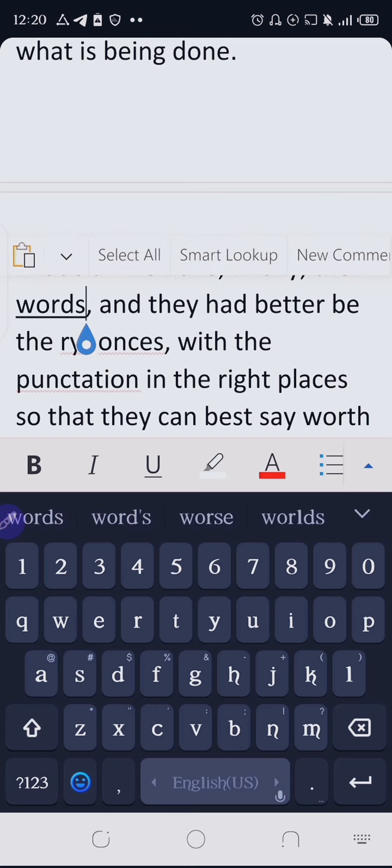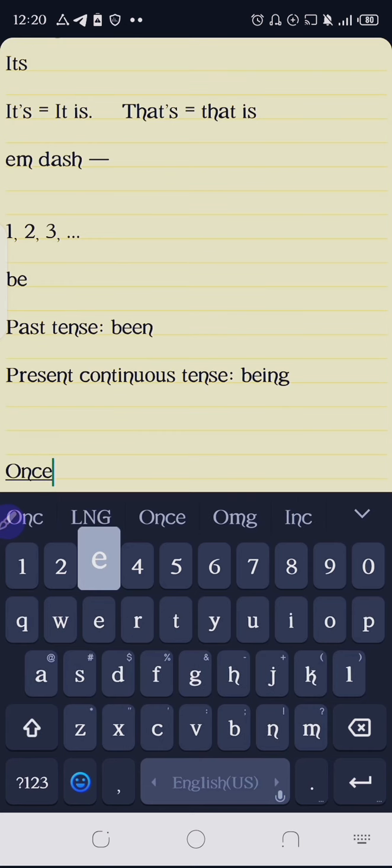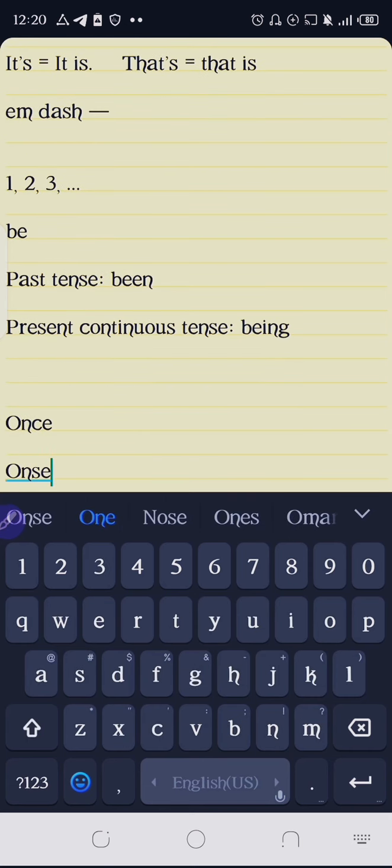The spelling of ones here is incorrect, because we're talking about words, and we want to make sure that they're the right ones. We are not talking about ones as a one-time occurrence. We're talking about ones here as in a special kind, a group of a particular kind. So the right ones. Let's read that statement again. That's all we have. Finally, the words, and they had better be the right ones.